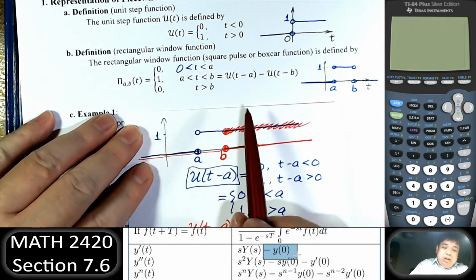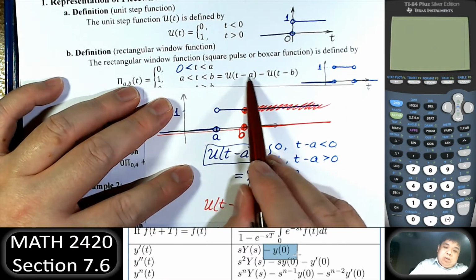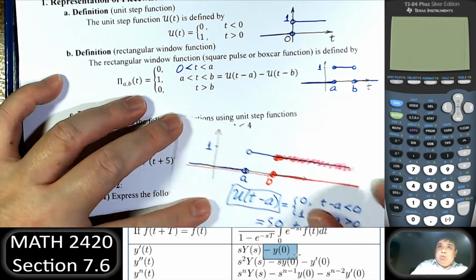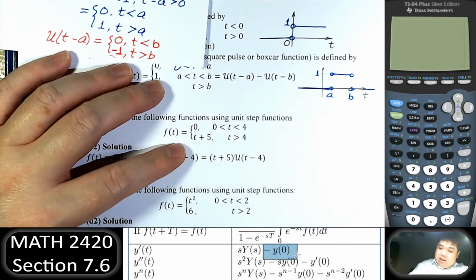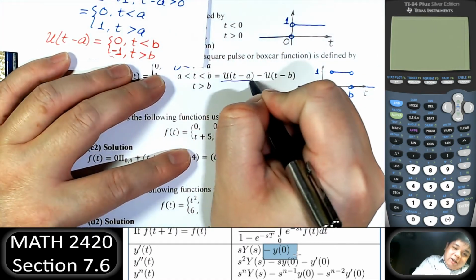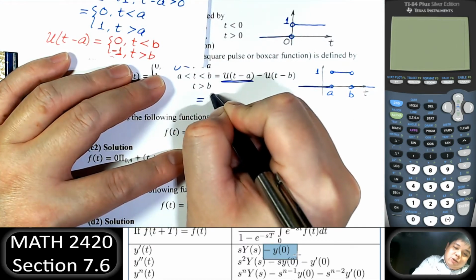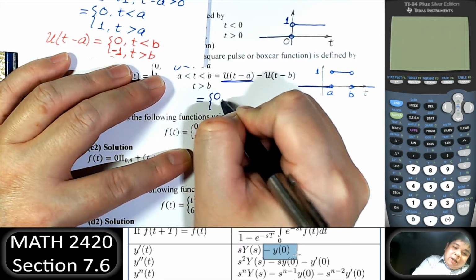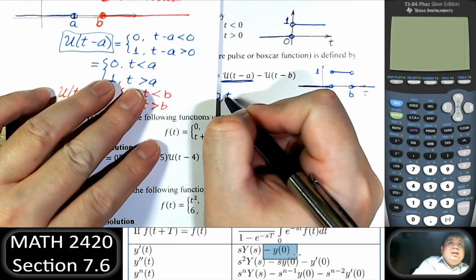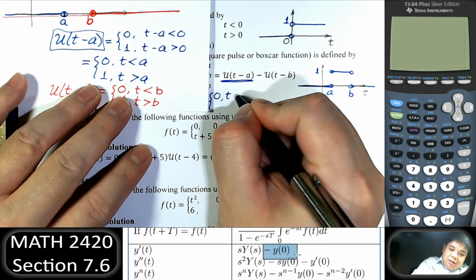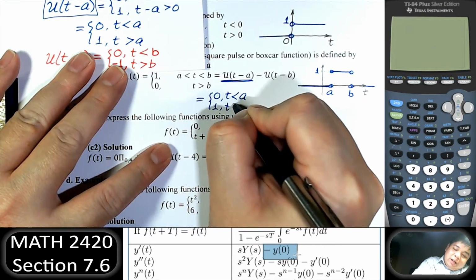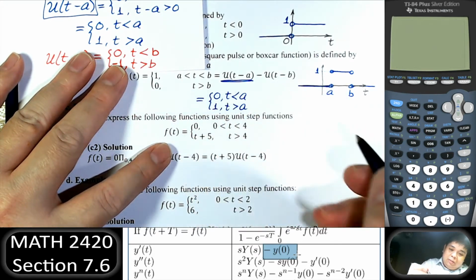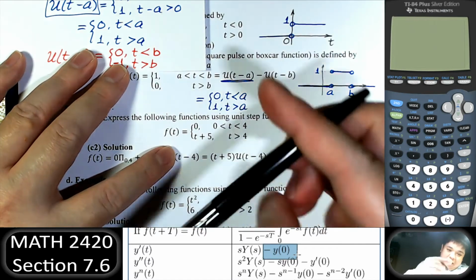With that, the window from A to B is the value of u of t minus A and then minus u of t minus B. So if I write this again, the first part is equivalent to 0 if t is less than A and equal to 1 if t is greater than A. And then we subtract.